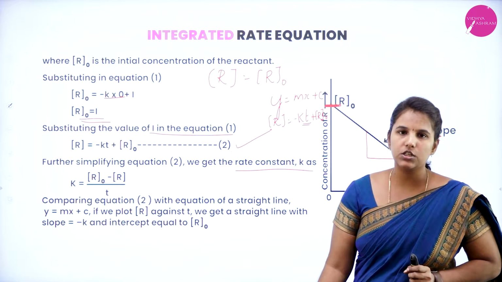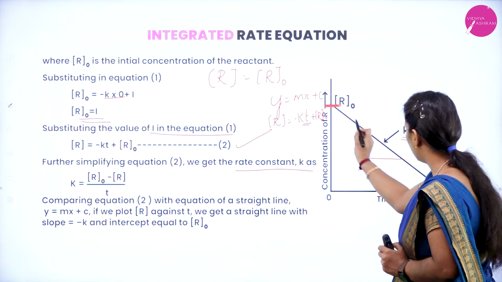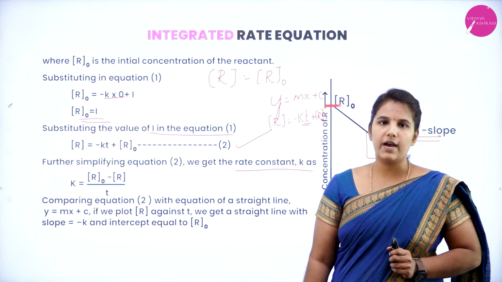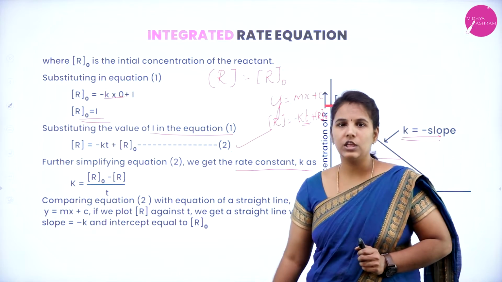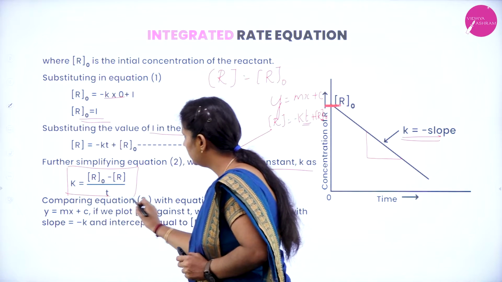You will see that the initial concentration of the reactant is R naught. As time passes, it will go on decreasing. If you take the slope, you will get the negative value of the rate constant. And remember, by rearranging this, you will get the rate constant equation.